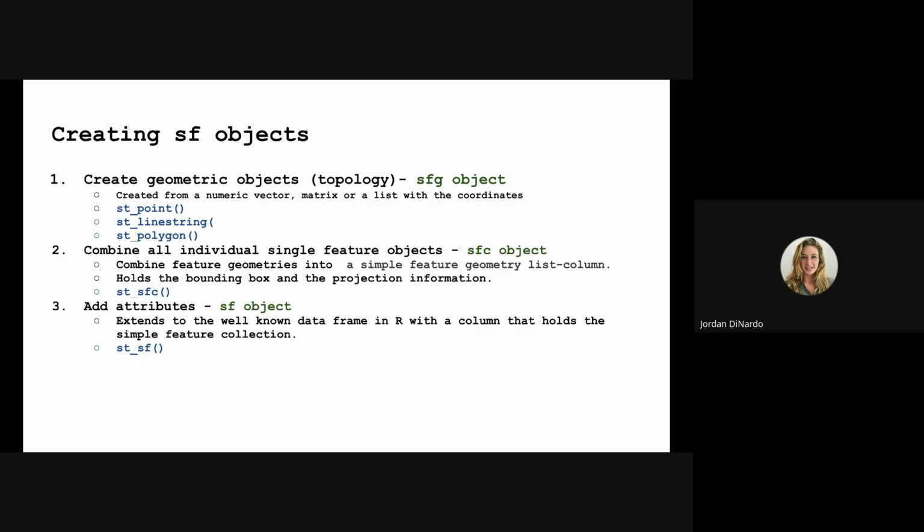Finally, if you wish to add attributes, you can extend the sfc objects to the well-known data frame in R, with a column that holds the simple feature collection, meaning the geometry. So you can use the function st_sf.